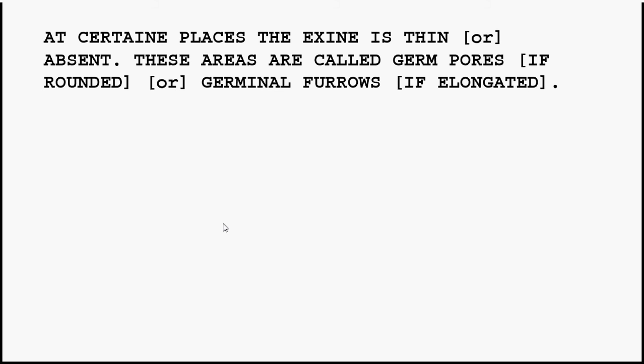At certain places, the exine is thin or absent. These areas are called germ pores if the pore is rounded, or germinal furrows if the pore is elongated. We will see the diagrams in the later points.